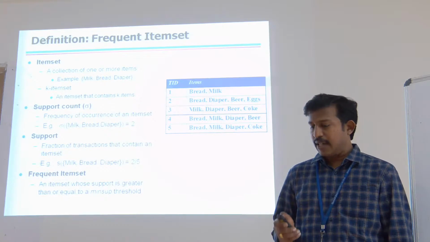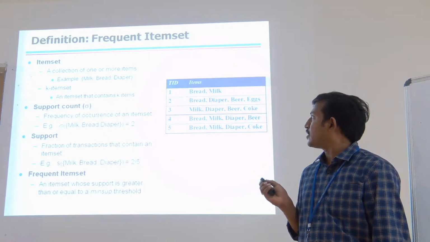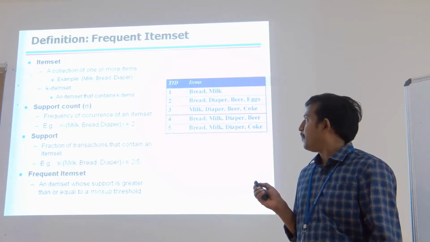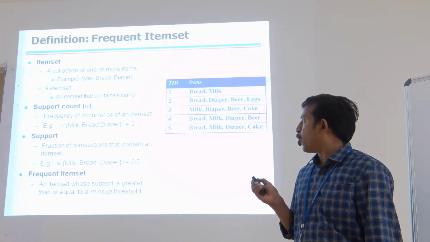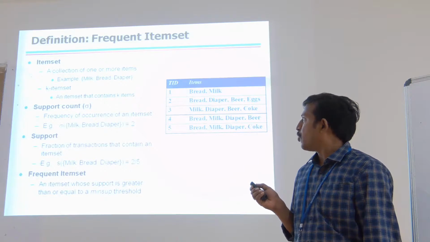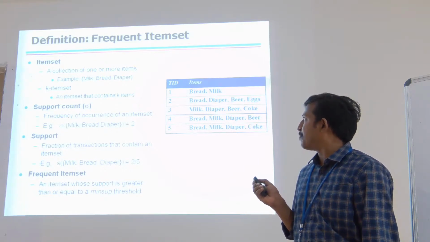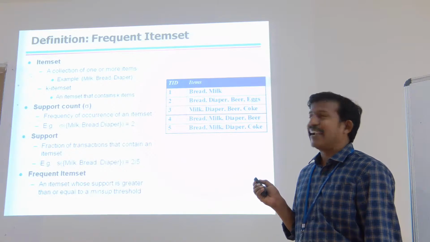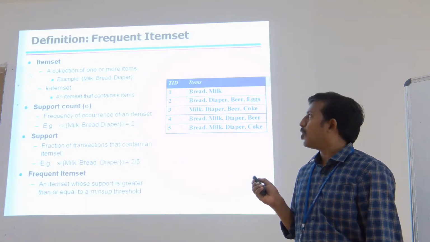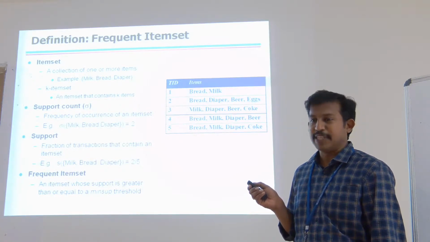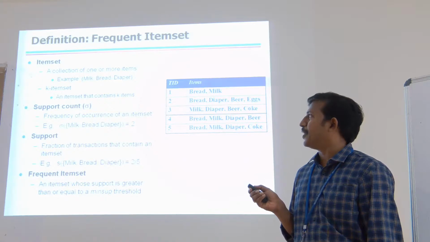As we see on the right hand side of the slide here, this is the transaction database we use throughout this chapter. We have two columns here, two fields: transaction ID and items. Here 1 represents the transaction ID, and bread and milk represent the items purchased in that transaction. So bread and milk together we can call an item set because we have two items in it. A collection of one or more items is nothing but an item set. For example, milk, bread, diaper.